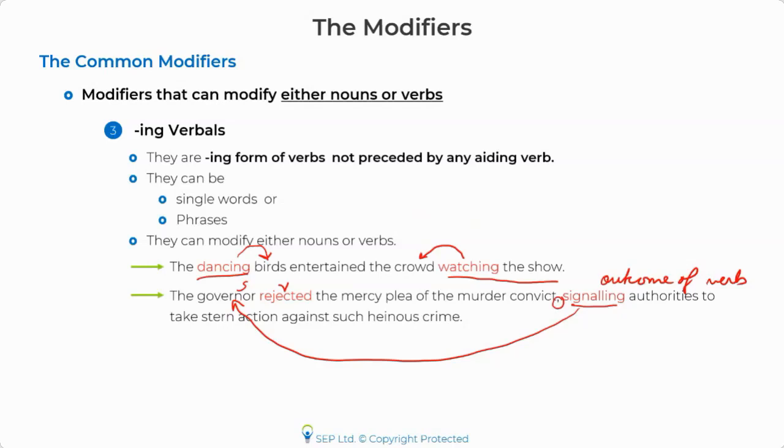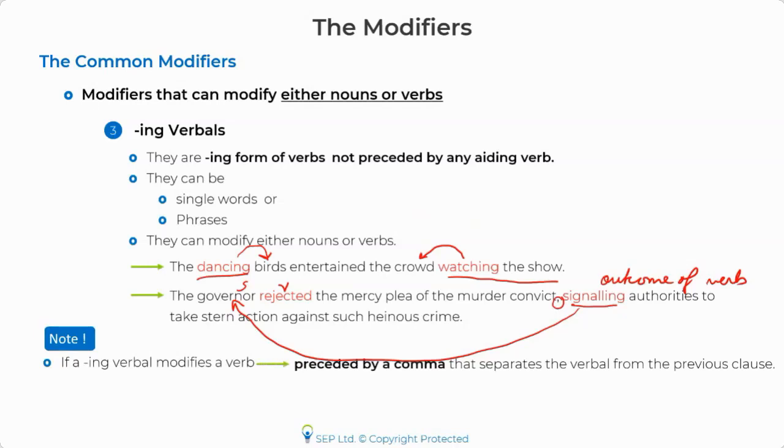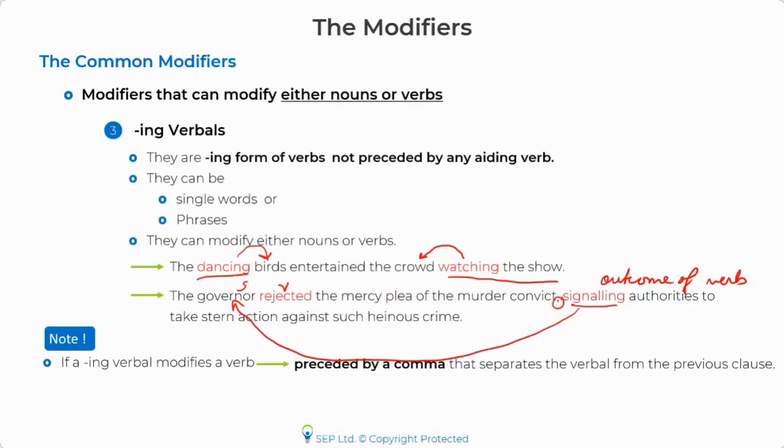So we have the prepositional phrase, then we have the flexible modifier, and then we have the ing verbal, which are common modifiers. Please note, guys, if an ing verbal modifies a verb, it will be preceded by a comma that separates the verbal from the previous clause. Okay, guys, all clear so far? All right, let me see.